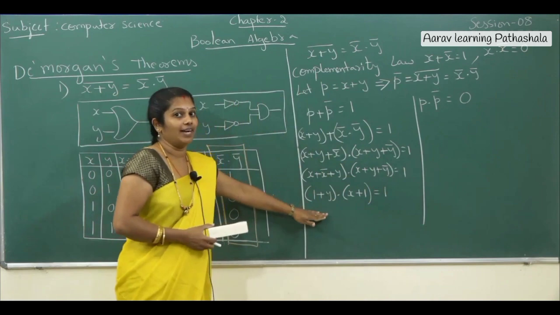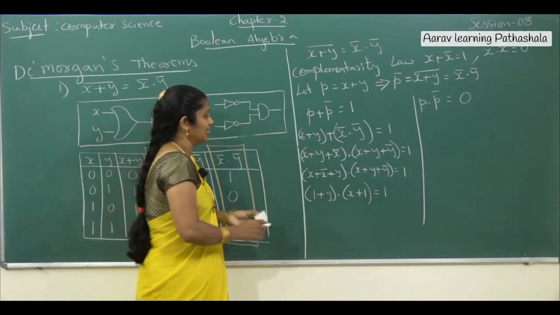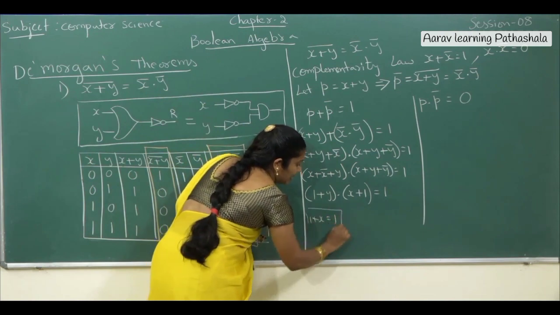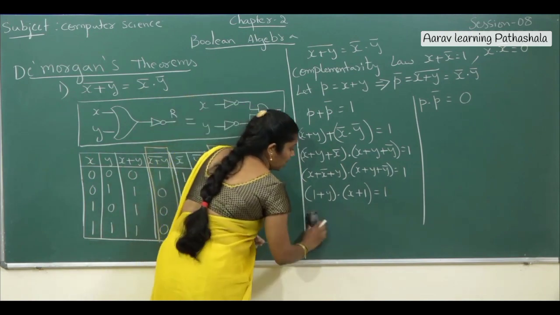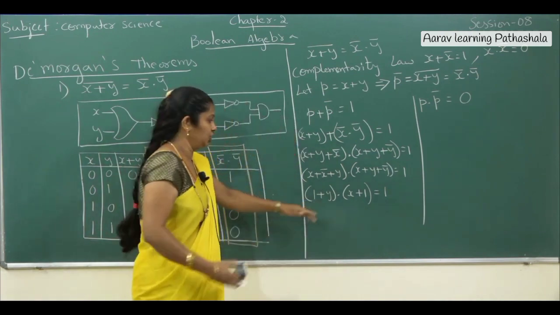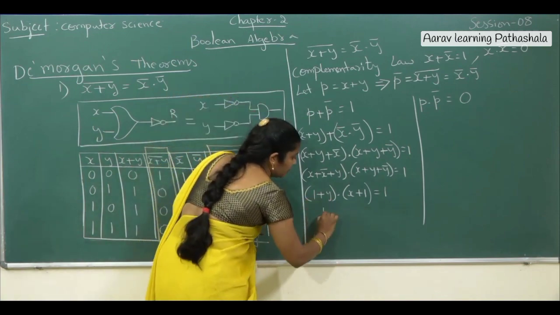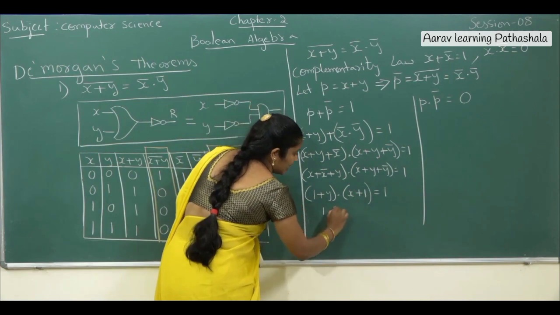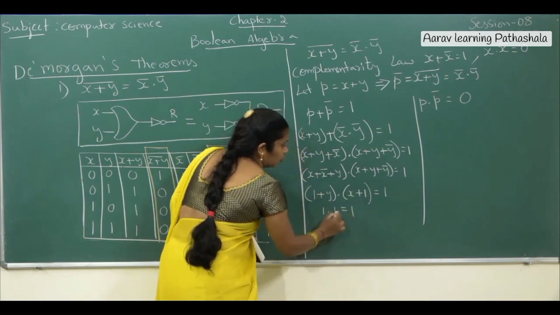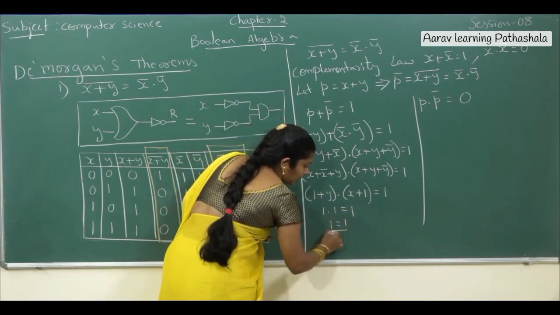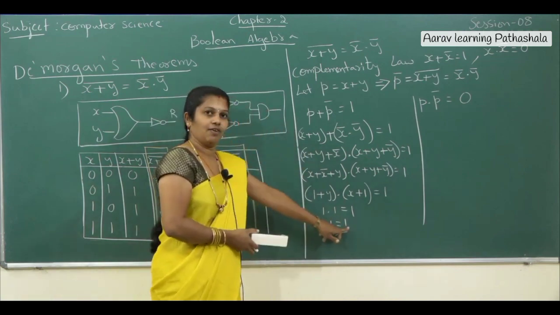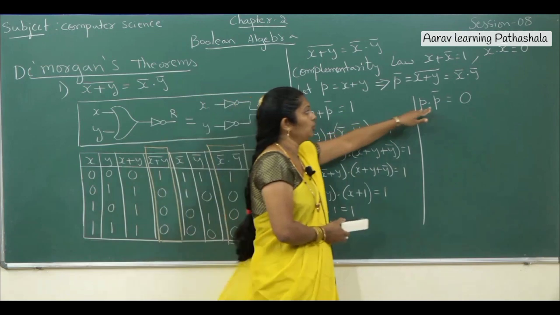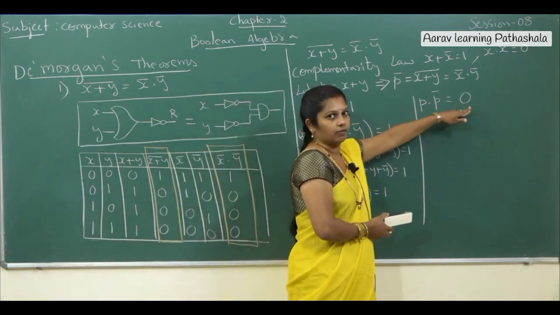We have the law of addition. In the law of addition, what exactly does it state? By using the law of addition, 1 plus y is nothing but 1, into 1 here. x plus 1 is once again 1, that is equal to 1. 1 into 1 is nothing but 1. Therefore, the right hand side value equals the left hand side value. This part we have completed. Now we will move on to P into P bar equals 0.